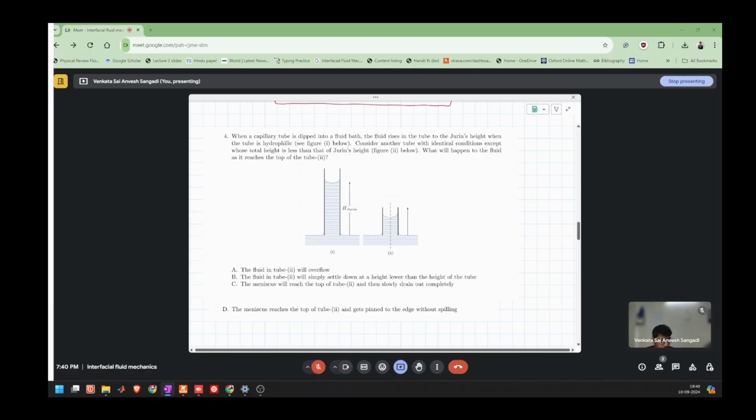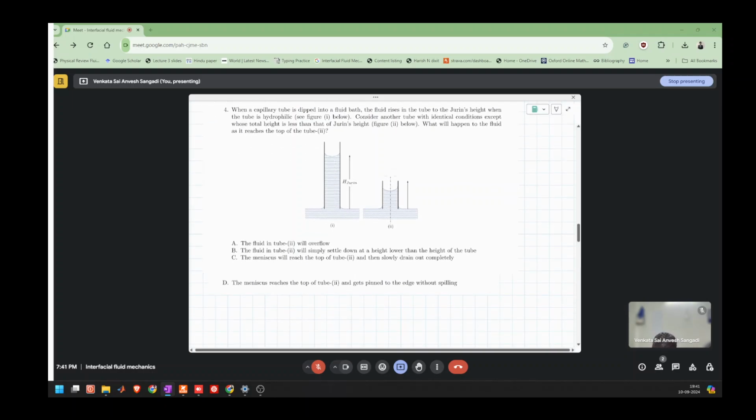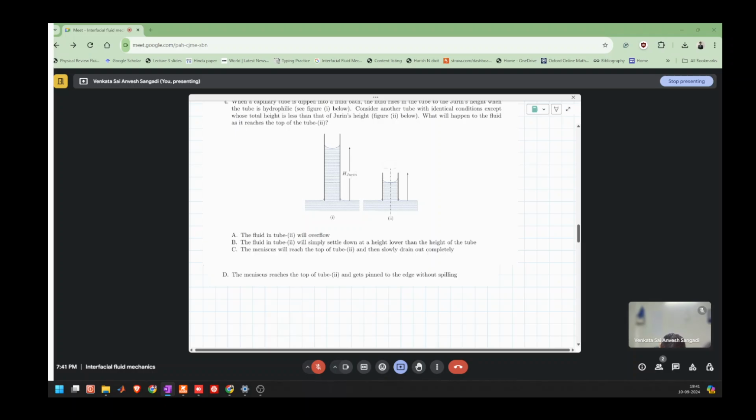Now we have the question. When a capillary tube is dipped into a fluid bath, the fluid rises in the tube to the Jurin's height when the tube is hydrophilic, see figure 1. Consider another tube with identical conditions except whose total height is less than that of Jurin's height. What will happen to the fluid as it reaches the top? So essentially, we are asked what will happen in case 2.